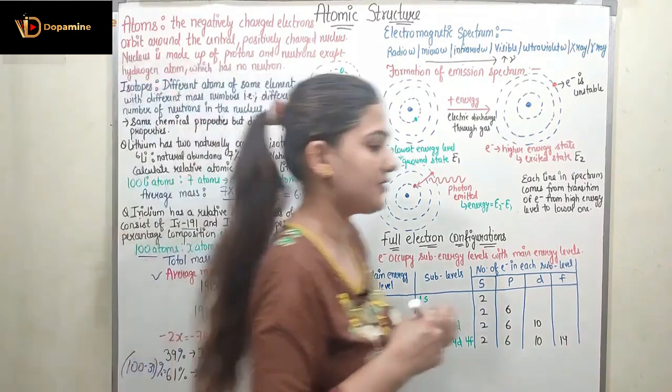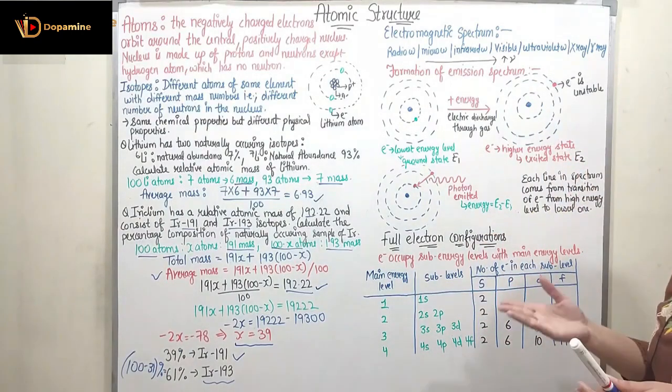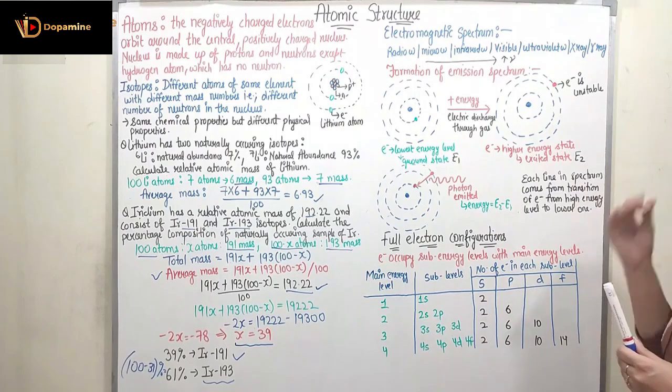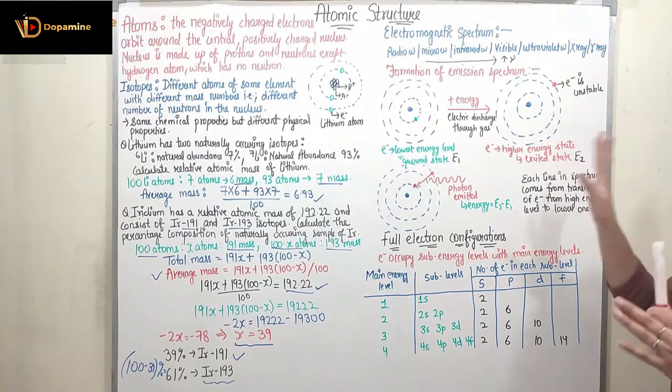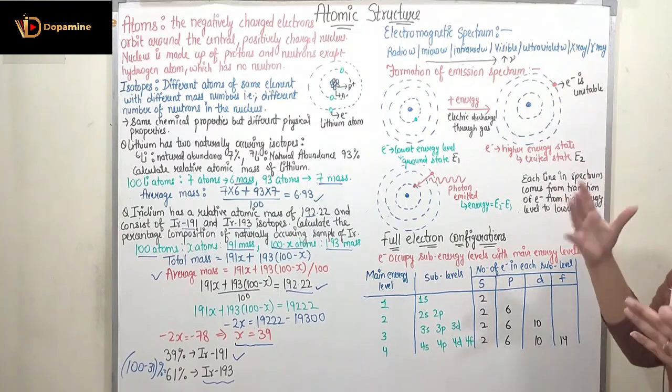So this is how we can represent the different masses and the number of atoms containing different masses, or the percentage composition. Coming to the next topic, that is the electromagnetic spectrum. So what is the electromagnetic spectrum?